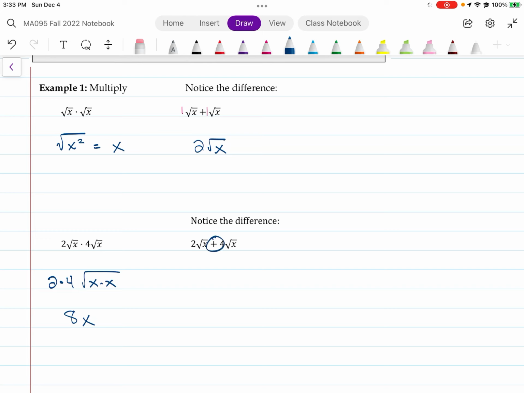This is a plus. So 2 square root of x's plus 4 square root of x's. 2 of something plus 4 of something is 6 of that something. 6x. Different answer. So 6 square root of x in this case, and this one we get 8x. So the square root goes away on the first one because we're multiplying.